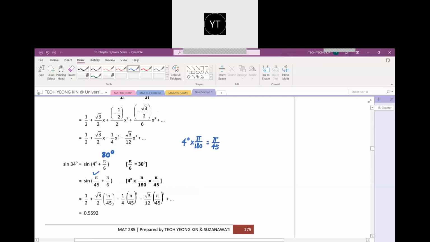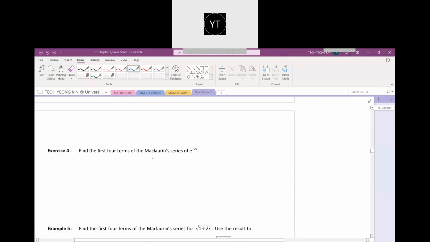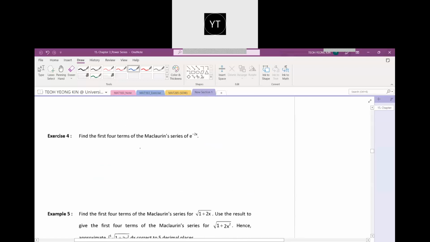And then you just substitute the x with pi over 45. You can see here, substitute this x with pi over 45. So you can see we substitute and then we will get the value. Let's look at the exercise as our example. Find the first four terms of the Maclaurin series of e to the power of negative 2x. So here is our f(x).